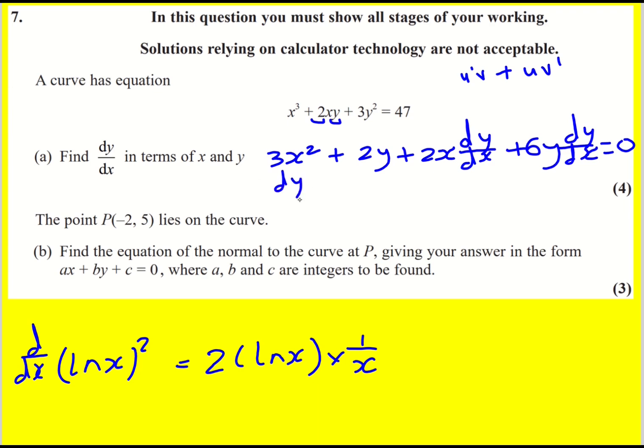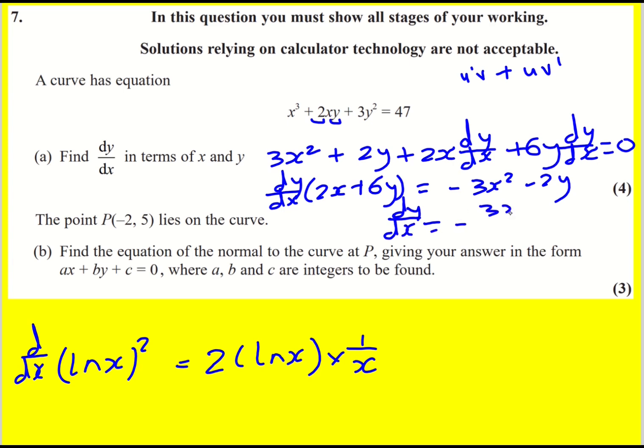So I will factorize out the dy by dx from the two terms that it's contained within. So 2x plus 6y. And then I'm going to minus 3x squared and 2y from both sides, which means my final answer. Now, a really nice way to do it is actually to factorize that minus out and write it as 3x squared plus 2y on top. That's actually the same thing. And then divide by 2x plus 6y. None of this is going to cancel. There's no common factors. So that is our answer.